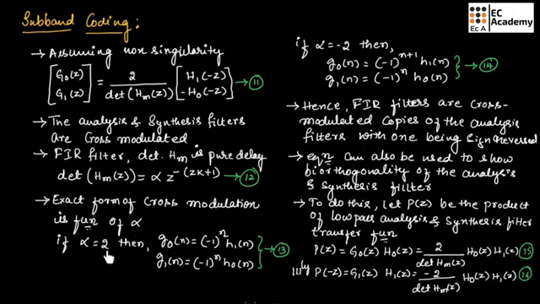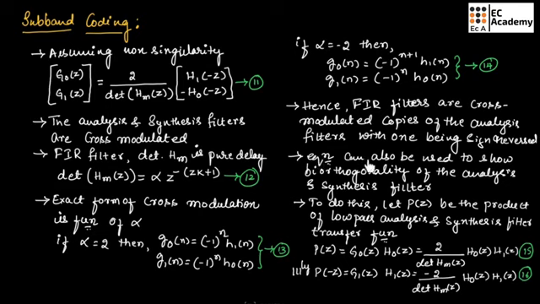If alpha is equal to 2, then g0(n) will be equal to (-1)^n h1(n), and g1(n) will be equal to (-1)^n h0(n). If alpha is equal to -2, then g0(n) will be equal to (-1)^(n+1) h1(n), and g1(n) will be equal to (-1)^n h0(n). Hence, we can say FIR filters are cross-modulated copies of the analysis filters with one being sign reversed.